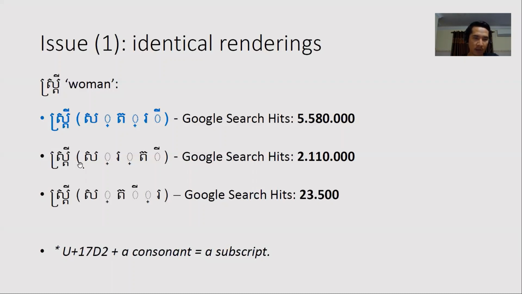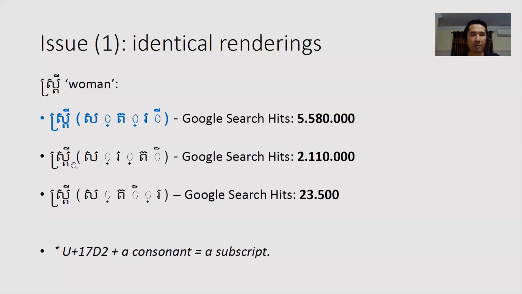Now let's look at the second one. The second one has the same rendering as the correct character ordering, but let's look at what we have here. Now the first and the second subscript switch places. So the 17D2 with ta is now after the 17D2 with ro, right? So you can see the sequence is different here. However, the rendering is the same, right?